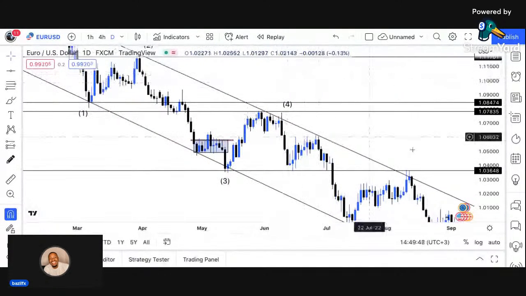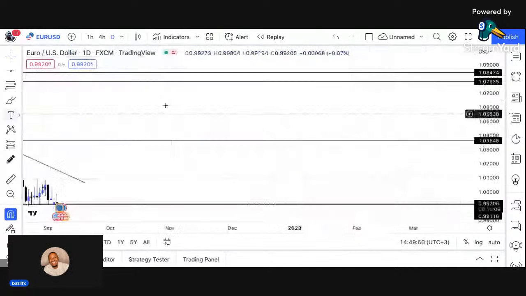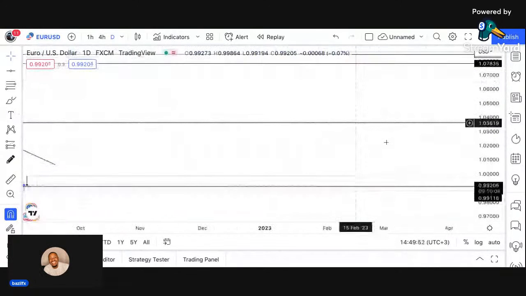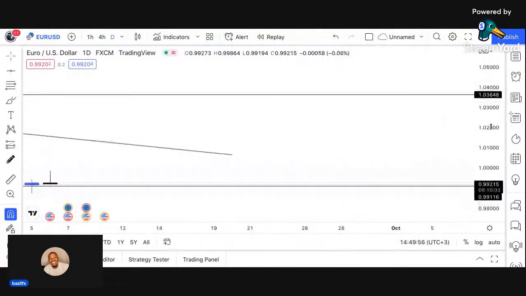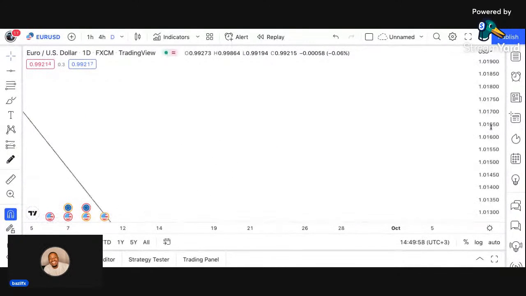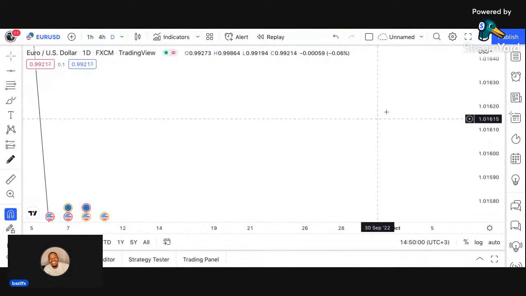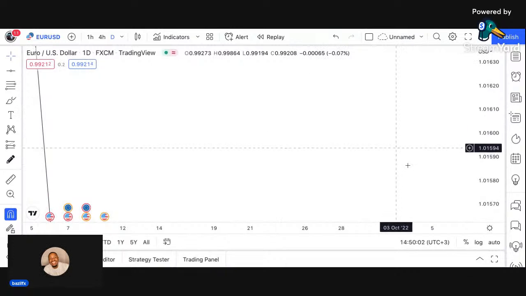So let me first zoom in here so that you can see. Let me zoom in very well so that you can see. For those that don't know about Fibonacci, look here, guys. I want you to focus here.